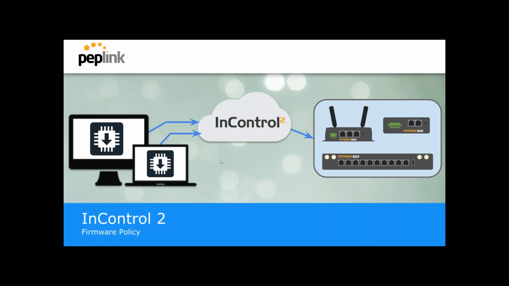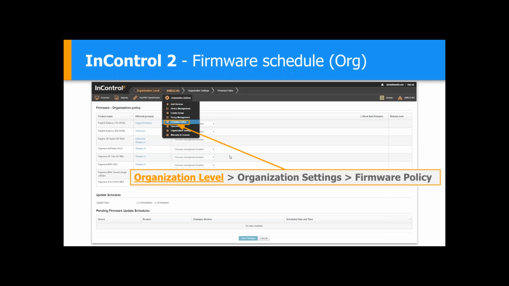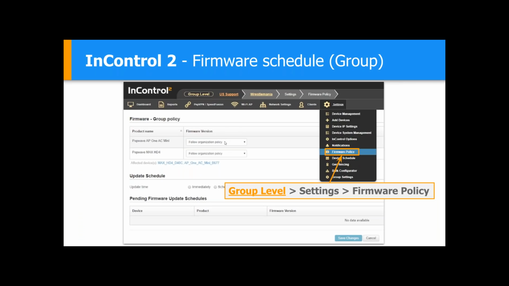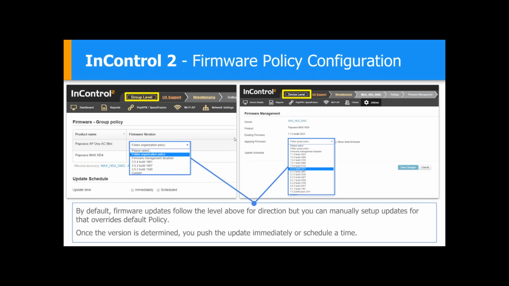I touched on it a little bit earlier about the firmware policy, but again, what we do have the ability to do is from the organization level to go ahead and push firmware updates down to all of the devices associated to the account. In addition, we still have the ability to do it on the group level as well as the device level if you do need to be a bit more granular in how you're applying the updates. By default, firmware updates are going to follow the level above. So if you are on the device level, don't set anything, but you do on the group level, that device will follow the group level.